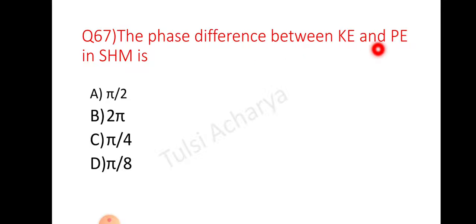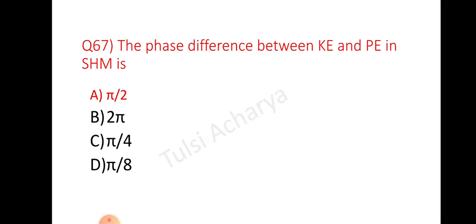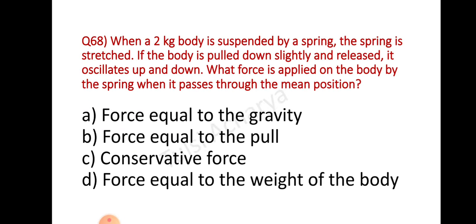The phase difference between kinetic and potential energy in SHM is pi by 2, that is option choice A. Now let's move to question number 68. When a 2 kg body is suspended by a spring, the spring is stretched, the body is pulled down slightly and released, it will oscillate up and down. What force is applicable on the body?